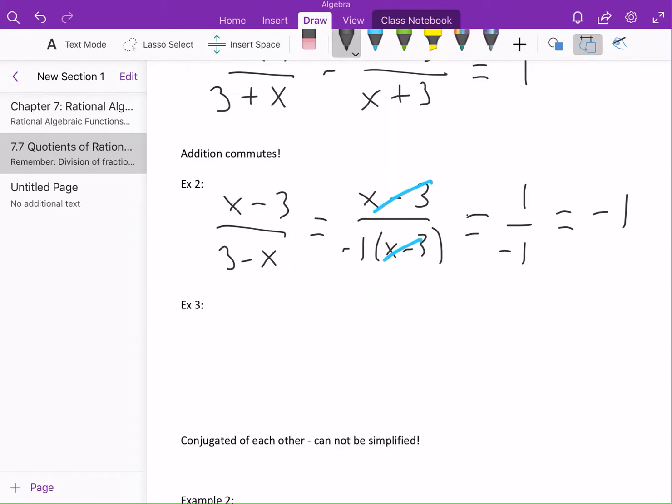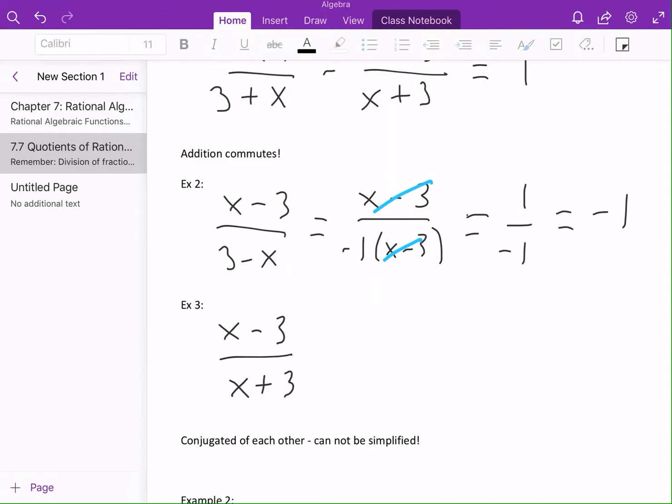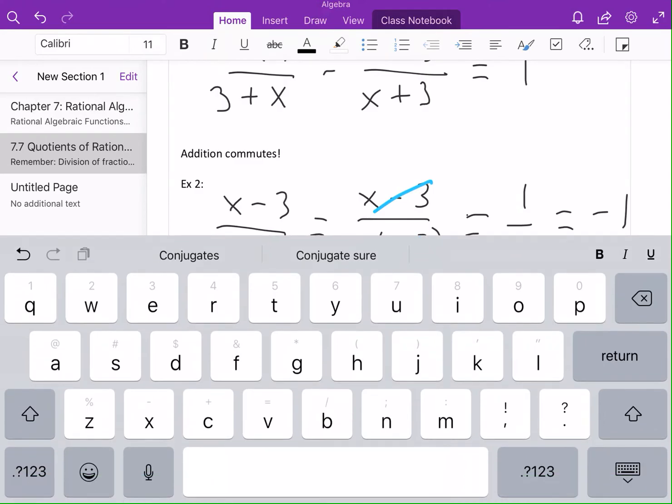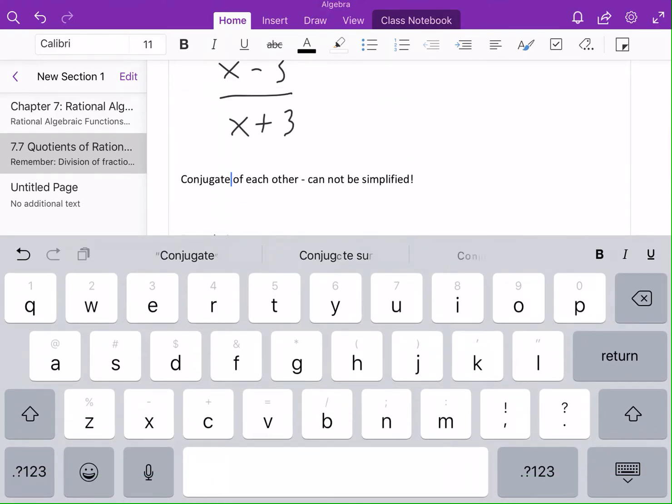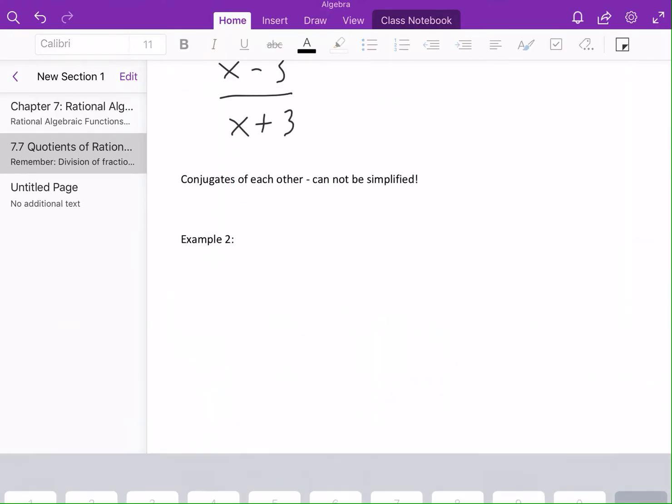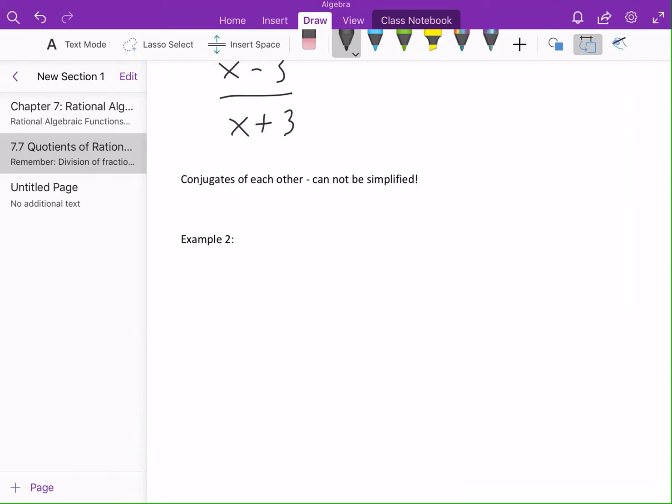If you have x minus 3 all over x plus 3, these values are actually conjugates of each other, and they cannot be simplified. So now let's look at a more challenging problem.